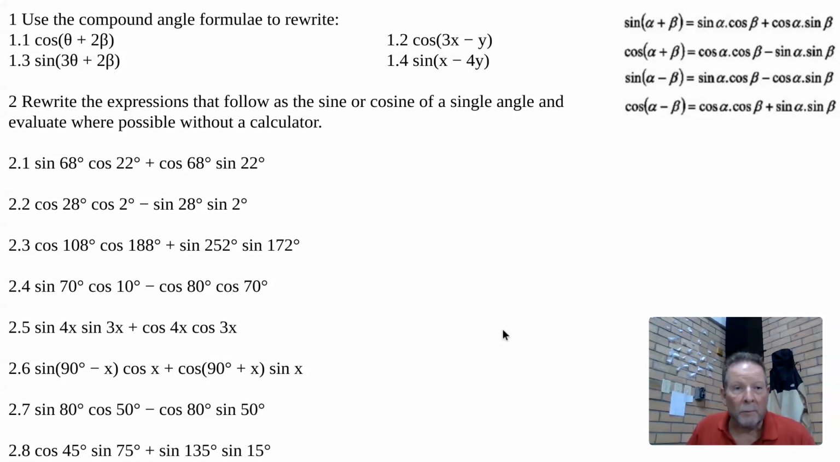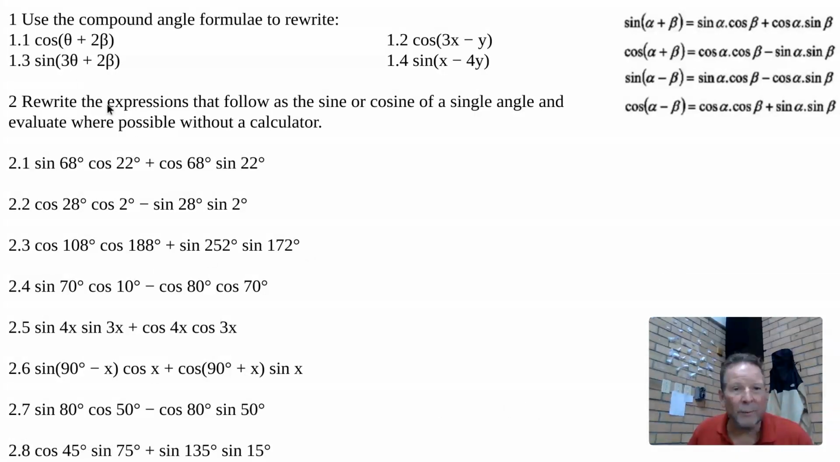Now we're going to use the compound formulas here. It all started when we proved the cosine of alpha minus beta, the difference of two angles, equals this formula here. And then we got these other three formulas, sine and cosine, adding and subtracting angles. Well, we're going to use them to do these questions.